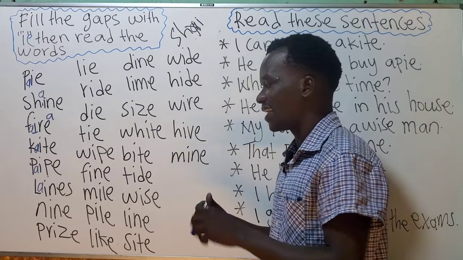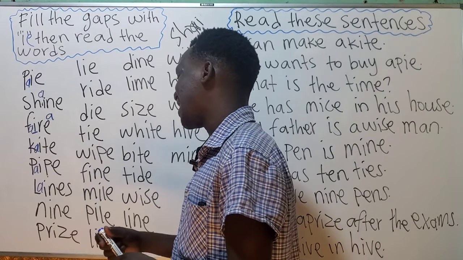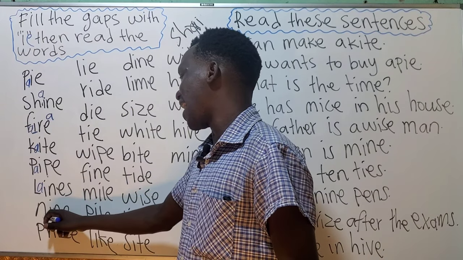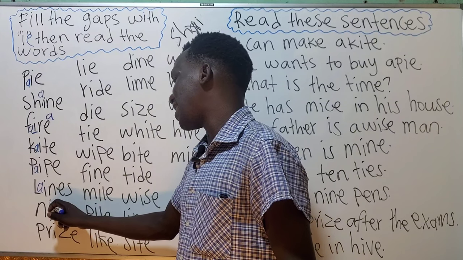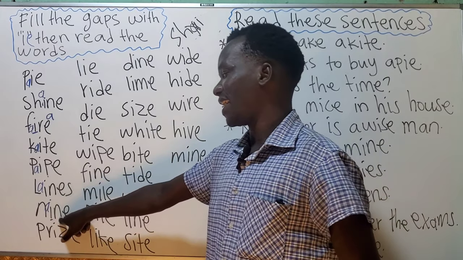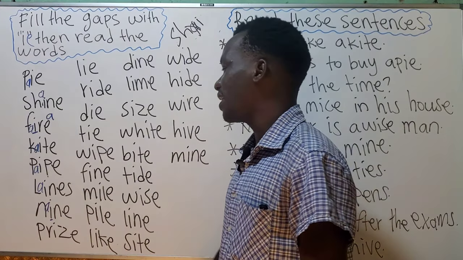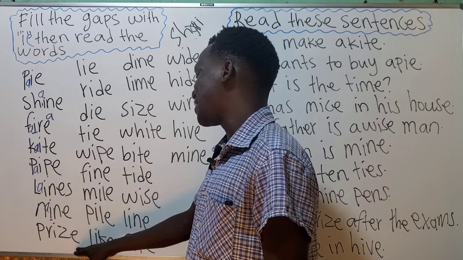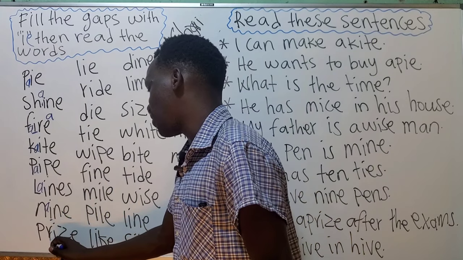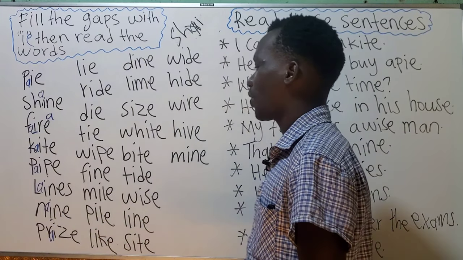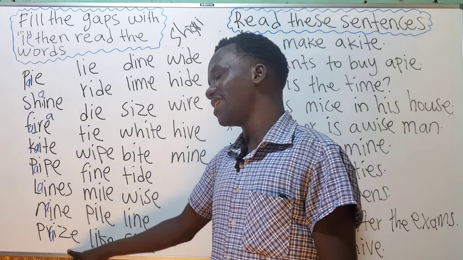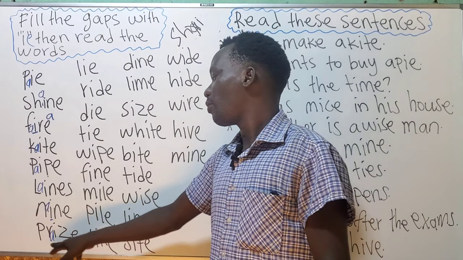Okay? And then nine. Na, na, E. You can hear this. This is an invisible A here, which is na. E, and then N. And then prize. Prize. Okay? Also, an invisible A is here. This is not s, this is z-e, which is z. Prize.